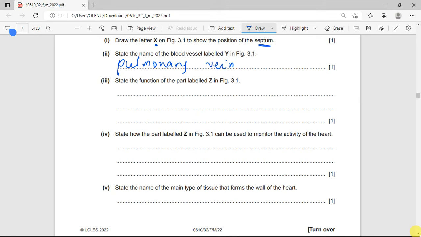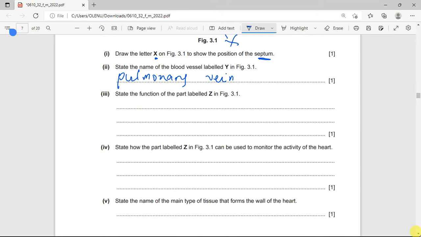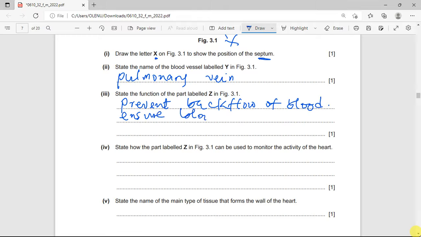Now state the function of the part labeled Z. Z is the valve, so it prevents backflow of blood, or you can say the valve ensures blood moves in one direction.